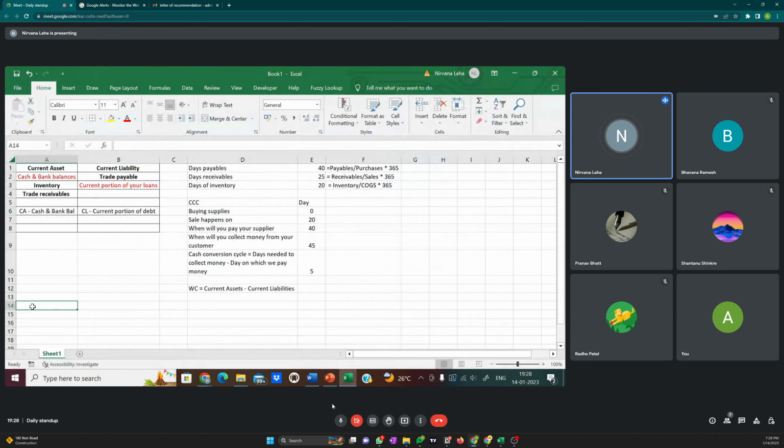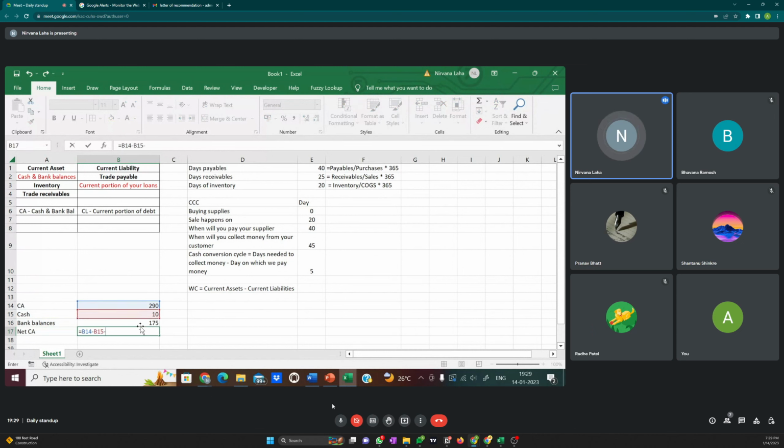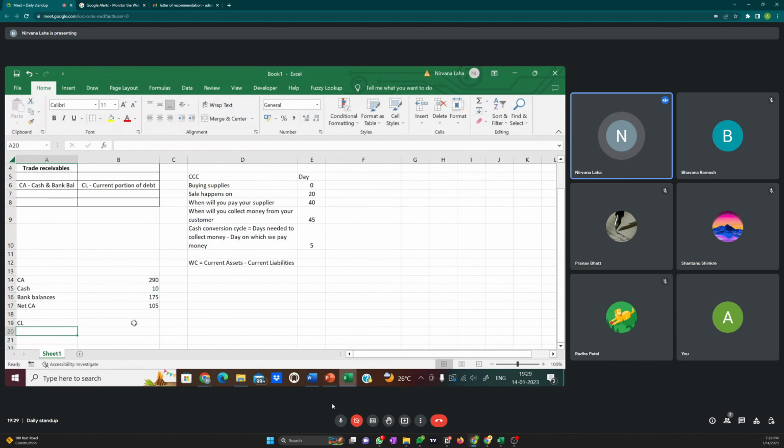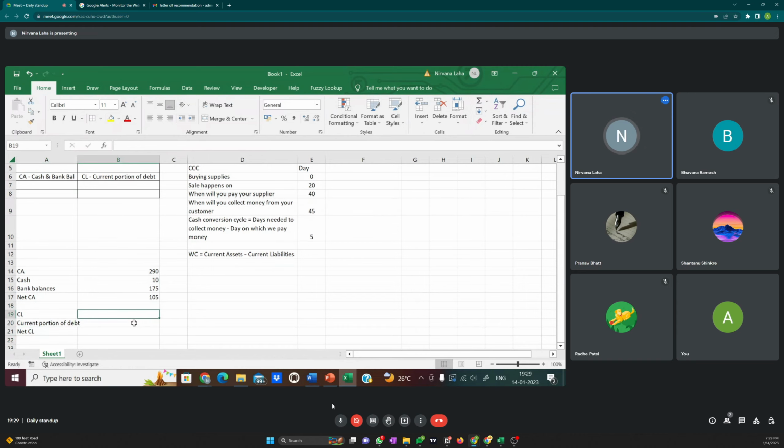So let's do it here. Current assets total was 290 crores. Cash was 10 crores. Bank balances was 175 crores. So let's call this net current asset, where you remove the cash component. Your net current asset was only 105 crores. Now let's look at current liabilities and the current portion of debt, and we'll calculate similarly net current liabilities.